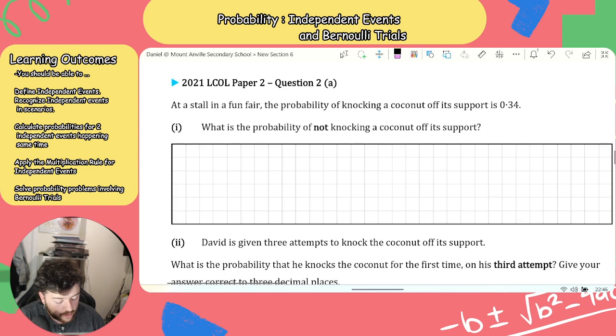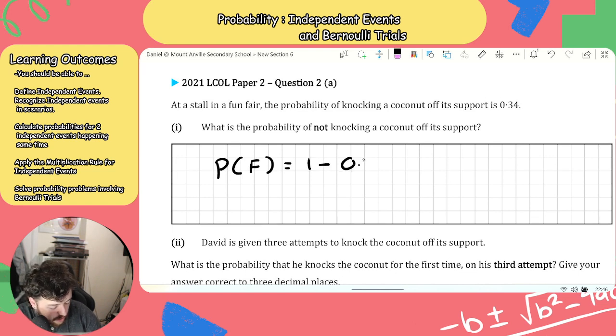Now let's look at more examples from the Leaving Cert paper. This is from the 2021 Leaving Cert paper, paper 2, question 2, part A. At a stall at a fun fair, the probability of knocking a coconut off its support is 0.34. What's the probability of not knocking the coconut off its support? So the probability of failure, F, is 1 minus 0.34, which is 0.66. So the probability he fails is 0.66.